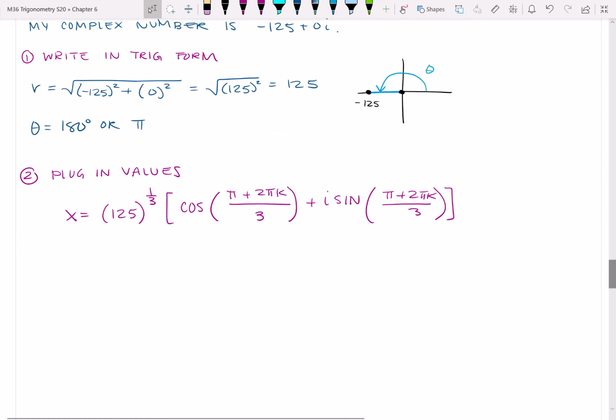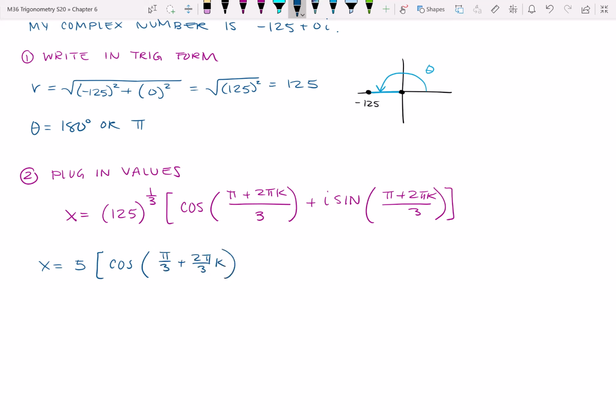So we have x is equal to, and the cube root of 125 is just 5, because 5 to the third power is 125. Then let's simplify this a little bit further. It's going to be cosine of pi over 3 plus 2 pi over 3 times k, plus i sine of pi over 3 plus 2 pi over 3 k, because we just want to plug in values of k and make our lives a little bit easier here.